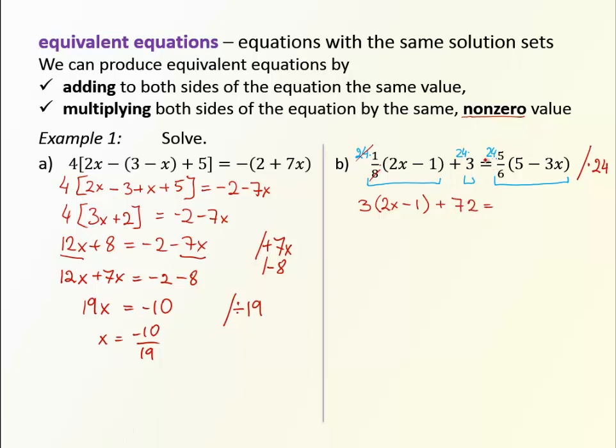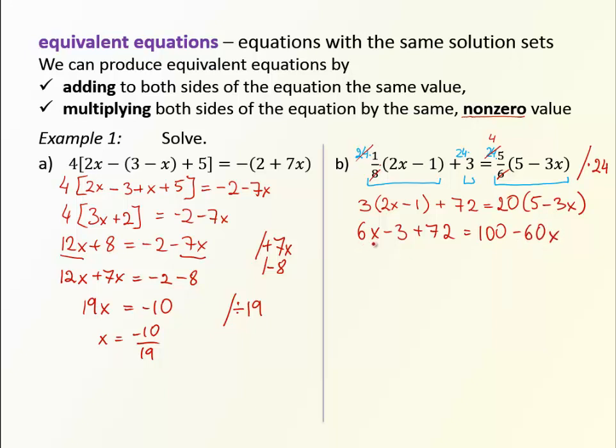In the next term, we'll simplify 24 with 6, leaving it with 4, and then multiply 4 times 5, which is 20. So 20 times the bracket 5 minus 3x. After the first step, there is no more problems with fractions, so we proceed the same way as in the previous case. Multiply through brackets: 6x minus 3 plus 72 equals 100 minus 60x.